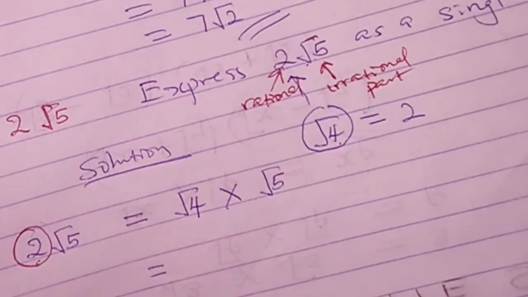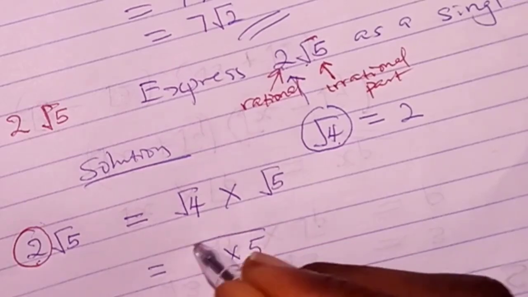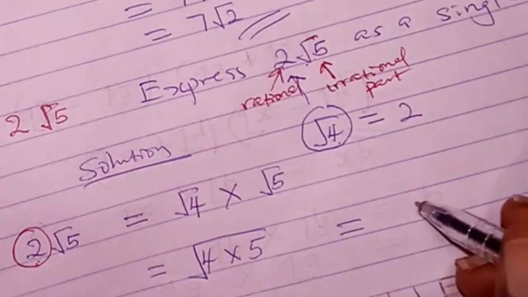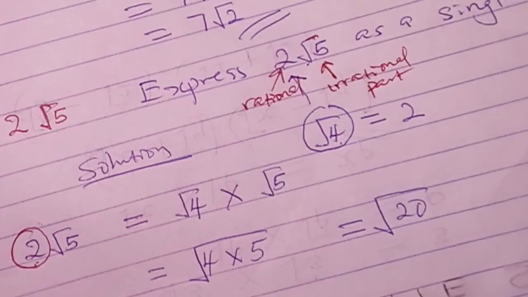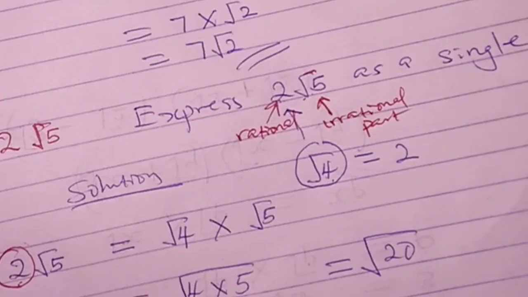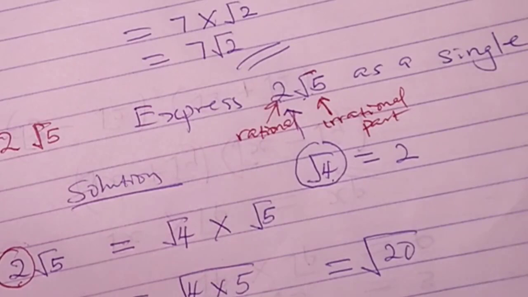I will go ahead and multiply them out. So I have 4 times 5, and of course, 4 times 5 is going to give us 20. So what I have here is root 20. This is how to express a surd in a single form, as a single surd. So when you're given something like this, you express it this way.